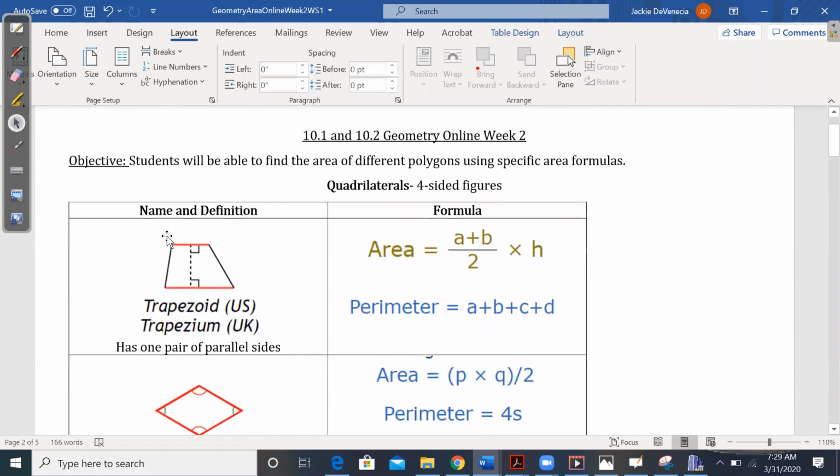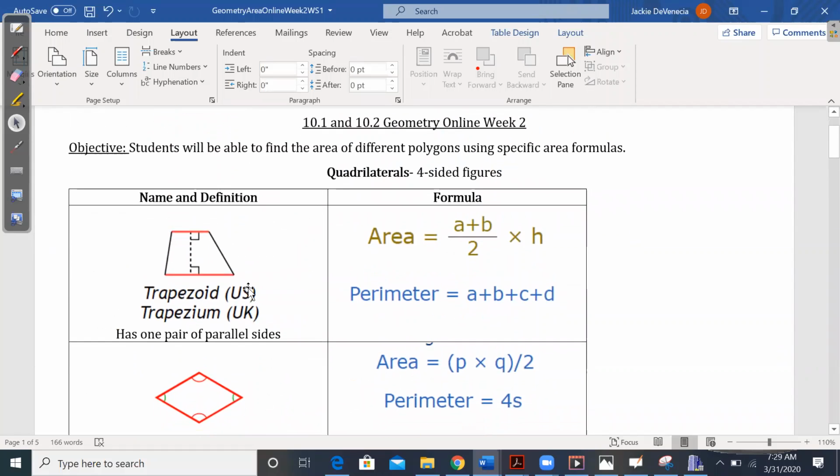All right, so whenever we have a trapezoid, A and B stand for the bases. So this would be base A, and this is base B. You're going to add those two bases, divide by 2, and multiply by the height, which is like the altitude.